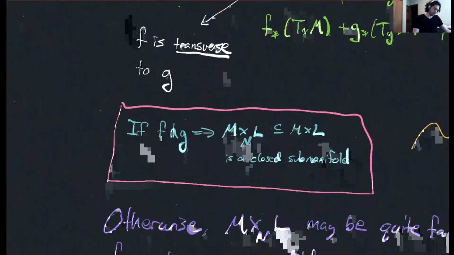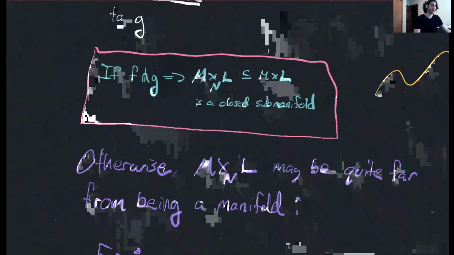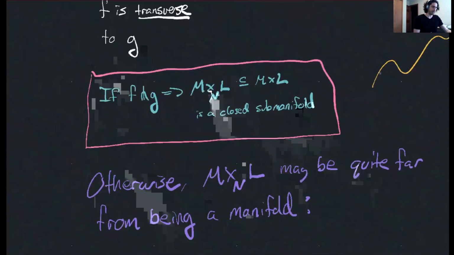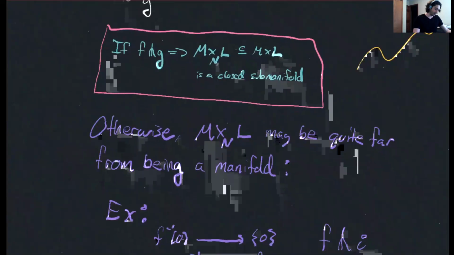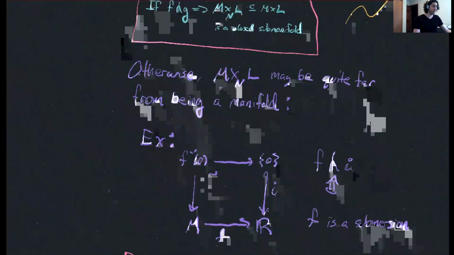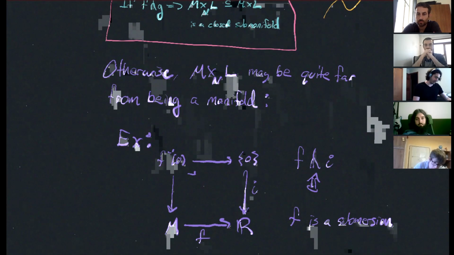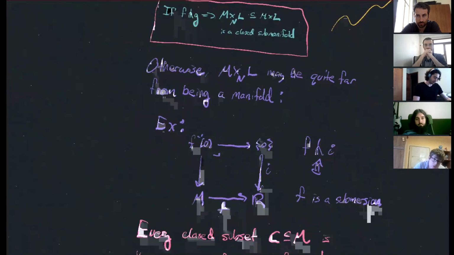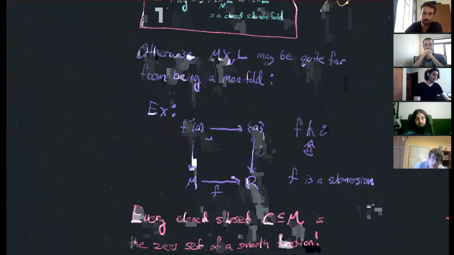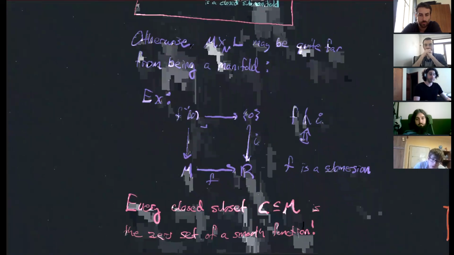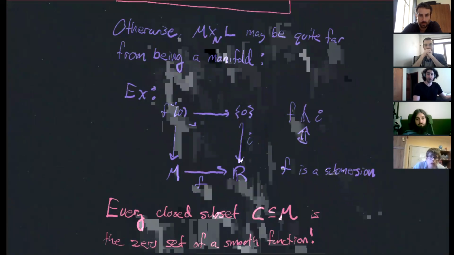But what about without transversality? Well, then it can be quite far from being a manifold, and it can fail to extreme levels. As I mentioned, if you have one of those maps being a point, let's say it's mapping just the origin of R into R, this is going to be transverse if and only if it's a submersion. So level sets of a submersion give you manifolds, but any closed subset of any manifold is the zero set of some smooth function. So if you didn't ask for transversality, you could just get any closed set at all.